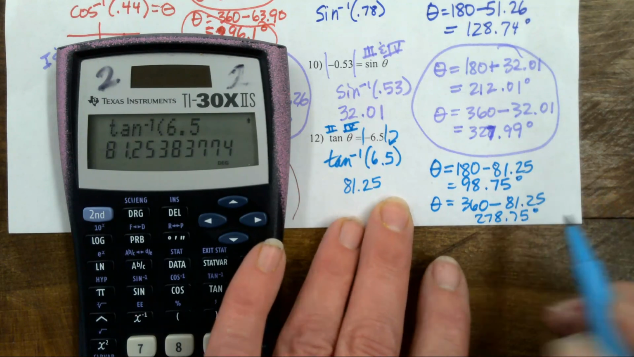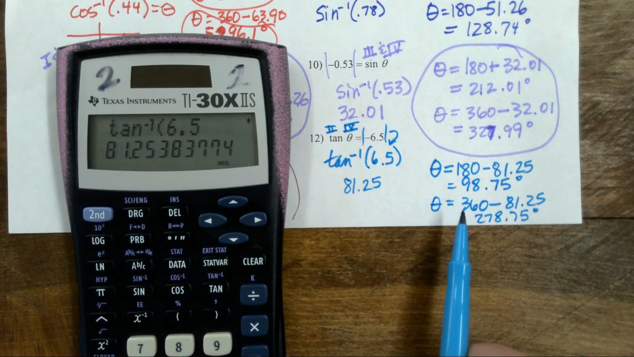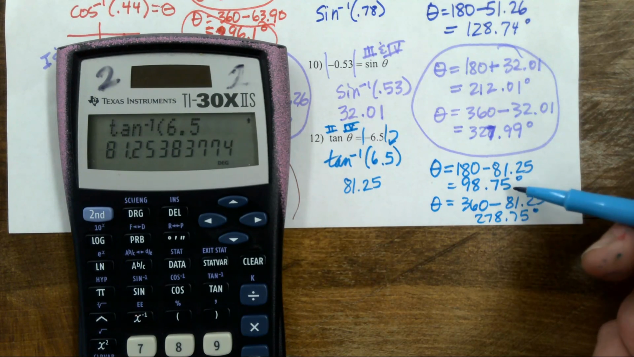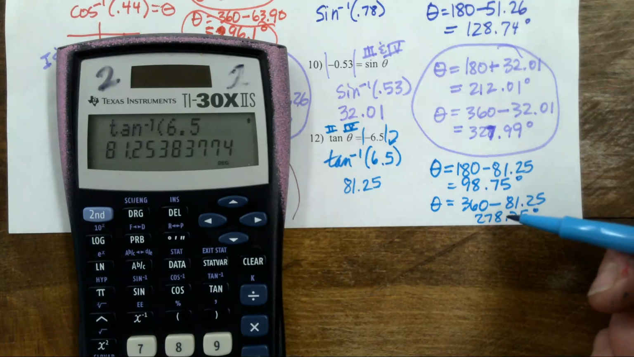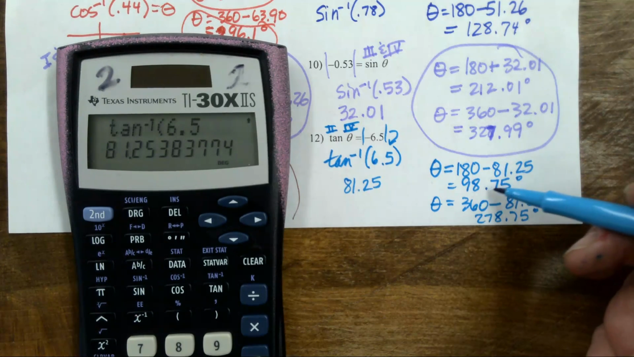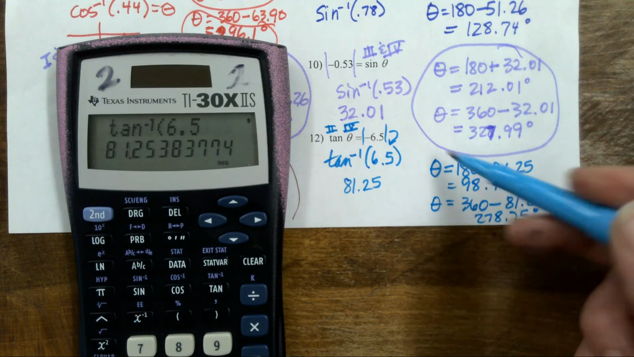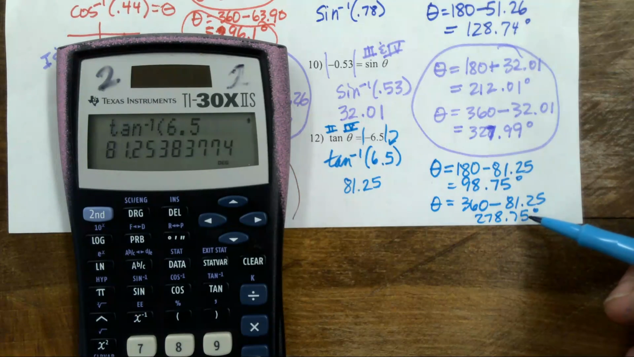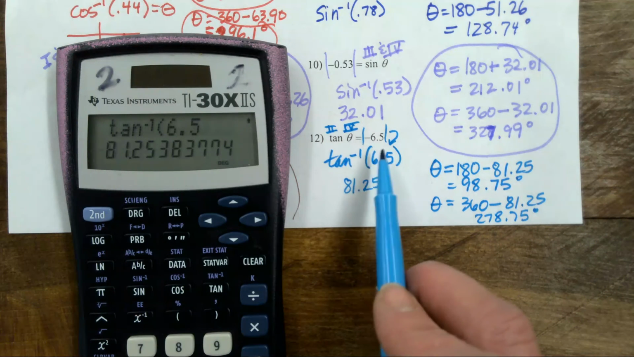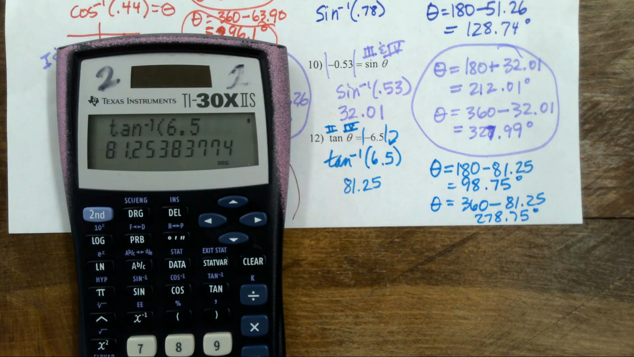Excellent. And again, if you want to check, two things that you need to look for. First of all, do both of my answers fall between 0 and 360 degrees? Yep, then that's a good thing. And then I could do the tangent of 98.75 and the tangent of 278.75, and I should get really close to negative 6.5. So you can check your work as you go, okay?